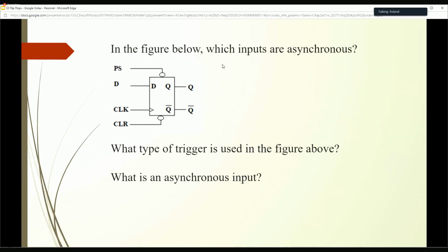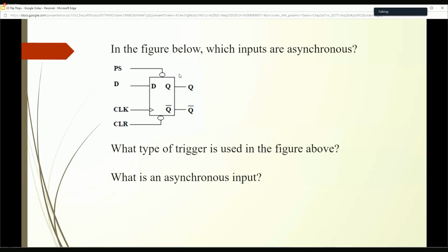I'm guessing PS. Yep. So preset is 1, and what's the other one? The CLR. The clear. Exactly. Preset and clear are both asynchronous, meaning that they do not need a clock pulse. As soon as you hit clear, it's cleared. As soon as you hit preset, Q is a 1, right?